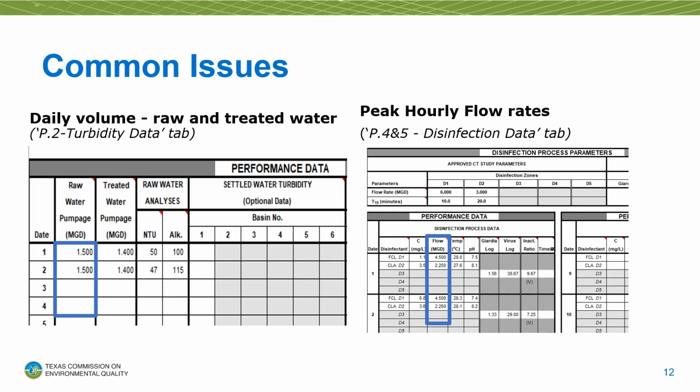Now I want to touch upon some of the most common issues that systems have when filling out the form. The daily volume, page 2, raw and treated water pumpage, and peak hourly flow rate, pages 4 and 5, of the disinfection process parameters pages should not typically match. Also, it's important to ensure that the system is collecting the entire daily data sets on pages 4 and 5 at the same time that your system shows the highest hourly flow rate.